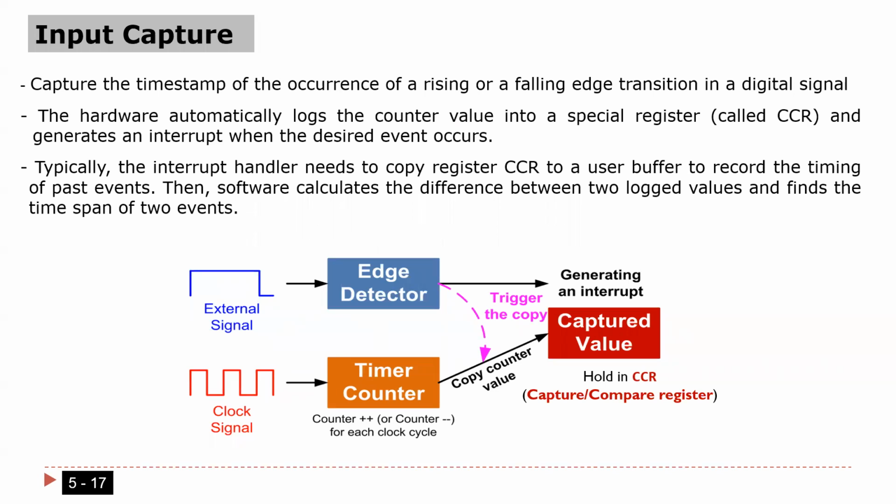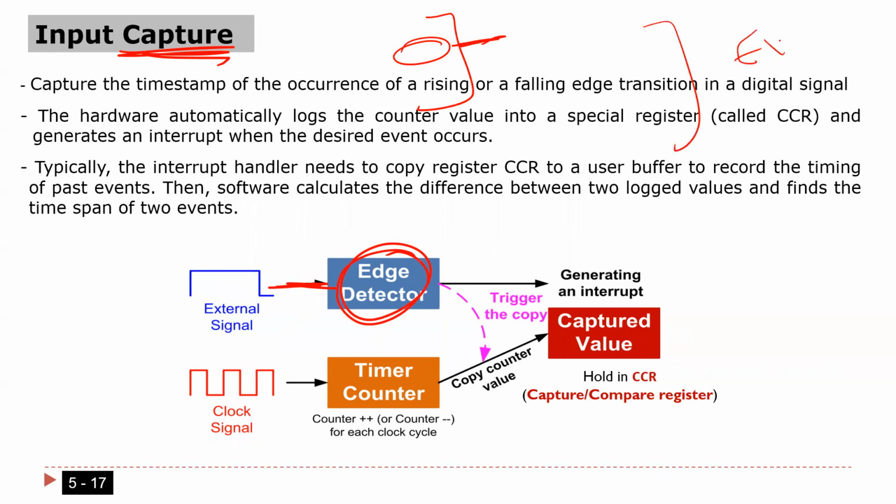Very simple, very, very simple. Look here, guys. In case of input capture, we have an edge detector hardware circuit, and we have a pin here. So there is a pin here, and we have an edge detector circuit, similar to external interrupt. Remember when we did external interrupt, okay?